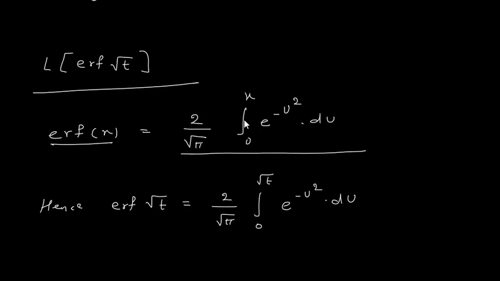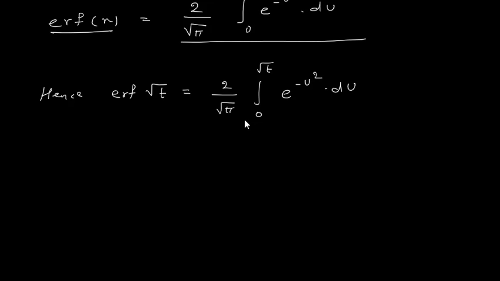So I have to find Laplace of error function. That means I have to find Laplace of this particular part. Now here, if I put u square equal to v, then u will become root of v and du will become 1 upon 2 root v into dv.